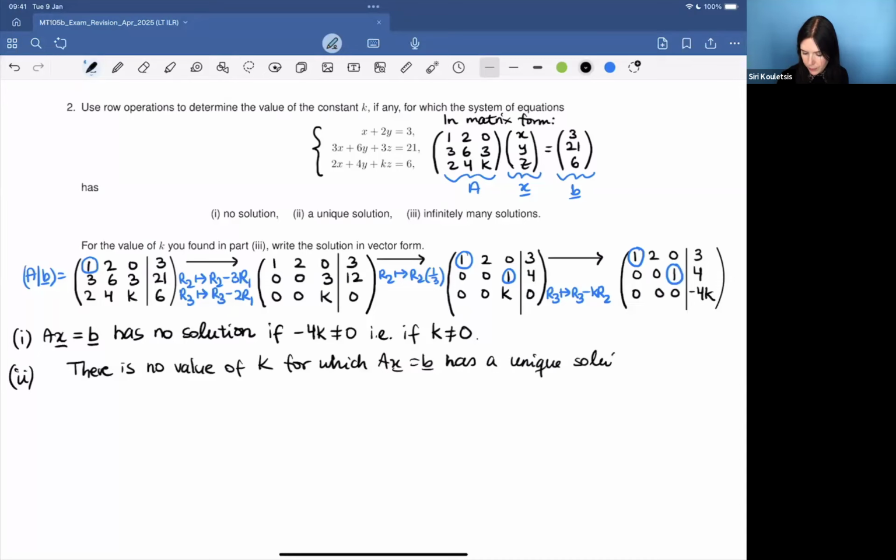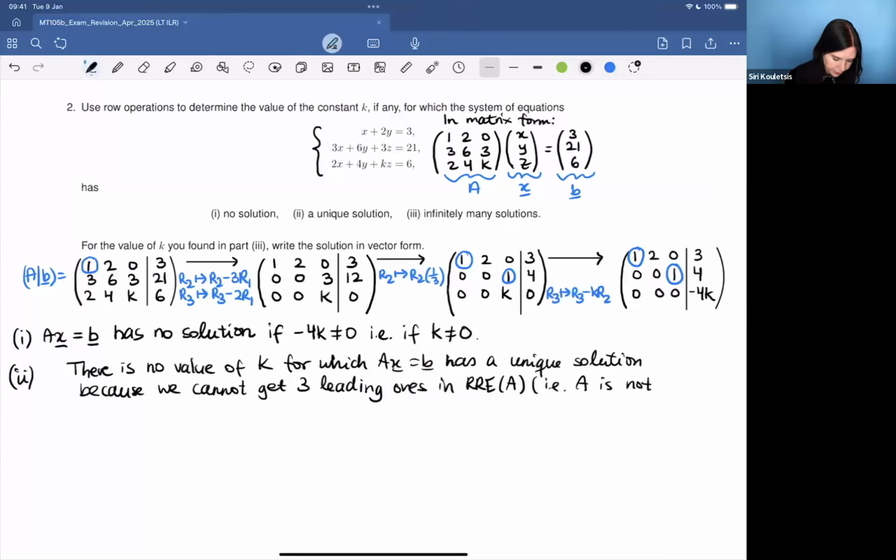So let's write this down. So we cannot get 3 leading ones in the reduced row echelon form of A. So A is not invertible for any value of k.